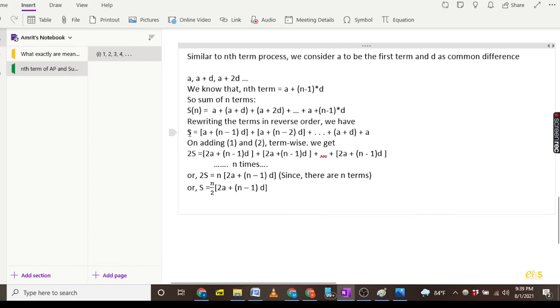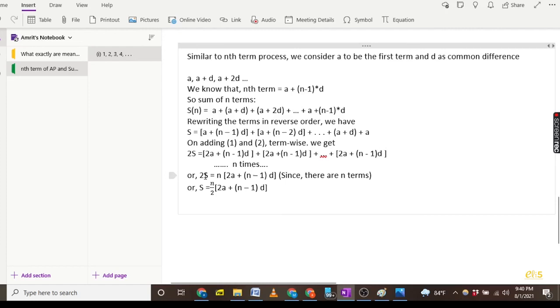We get S plus S equals 2S on adding these two term-wise. Then a plus n minus 1 d adds up to 2a plus n minus 1 d. Likewise, a plus d plus a plus n minus 2 d adds to 2a plus n minus 1 d. So similarly, if we add term by term, we get 2a plus n minus 1 d, 2a plus n minus 1 d, up to the very last term. That is, we get 2a plus n minus 1 d, n times.